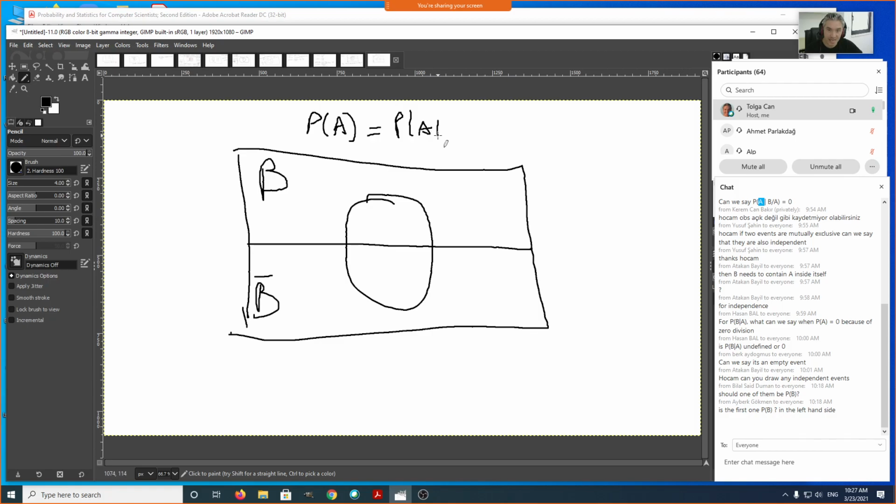let me first write the intersection. P(A) equals P(A intersection B) plus P(A intersection B complement). This is true, right? B and B complement are mutually exclusive. They are exhaustive. So the probability of any event A is simply the addition of these two probabilities. I already told you that computing intersections is difficult, but we know that this intersection could be written as P(A given B) times P(B).